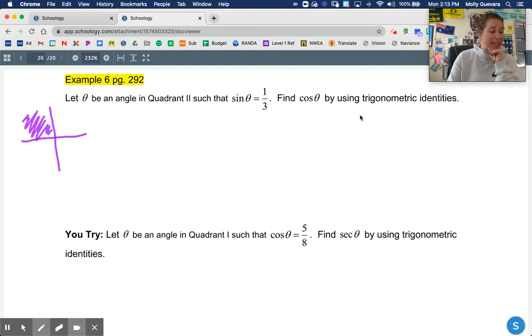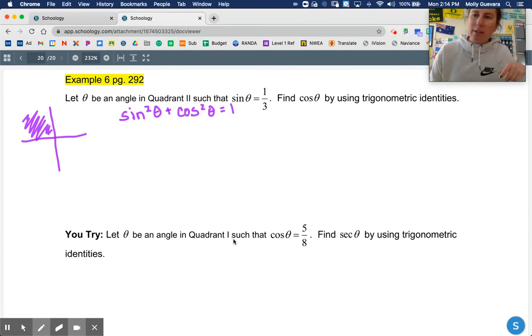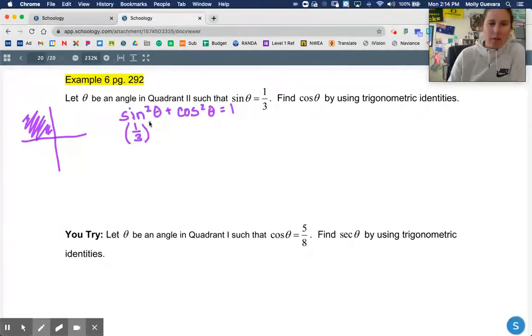So one of the trig identities that we talked about last semester was sine squared of theta plus cosine squared of theta equals 1. That was the trig identity from last semester. So we can use this one. Sine is 1/3, so this is 1/3 squared plus cosine squared equals 1.